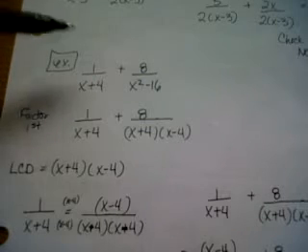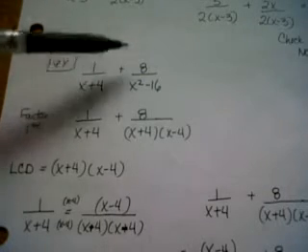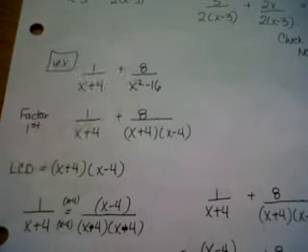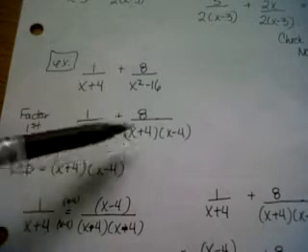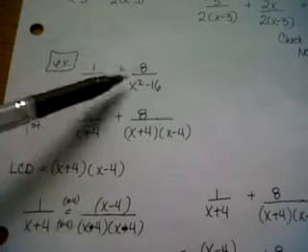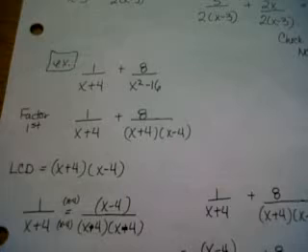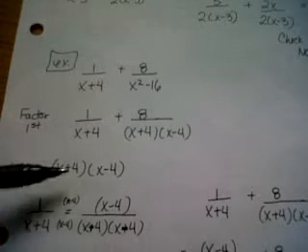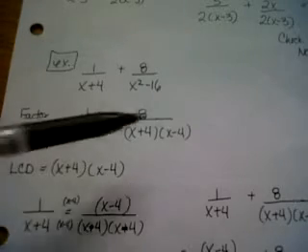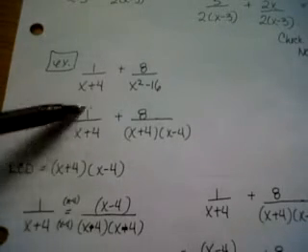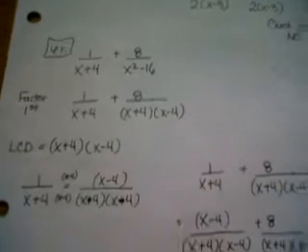Here is another example, 1 over x plus 4, plus 8 over x squared minus 16. First thing I'm going to do is factor, so I have 1 over x plus 4, plus 8 over x plus 4 times x minus 4. That's the difference of squares, so it factored. So my least common denominator is x plus 4 times x minus 4. And so I don't need to change this fraction, but I do need to change this fraction.